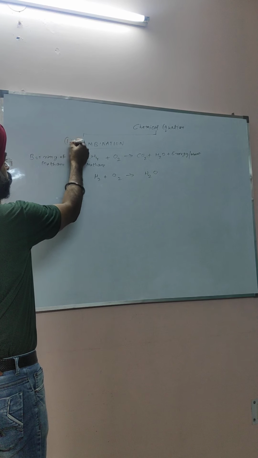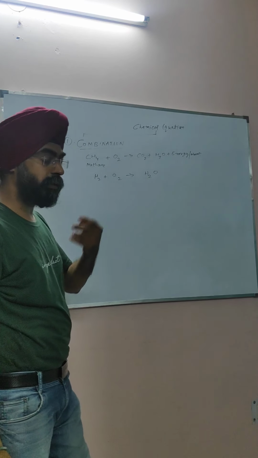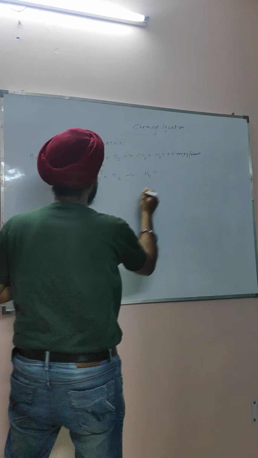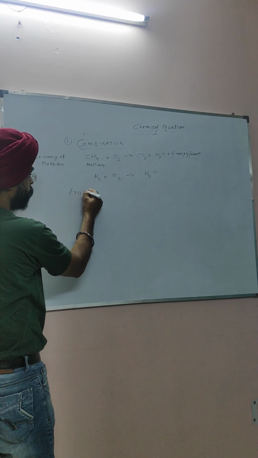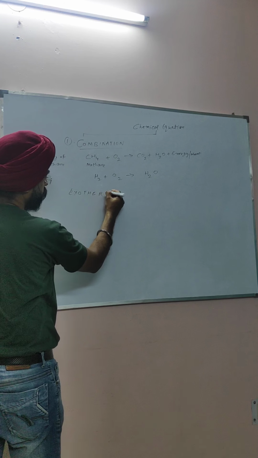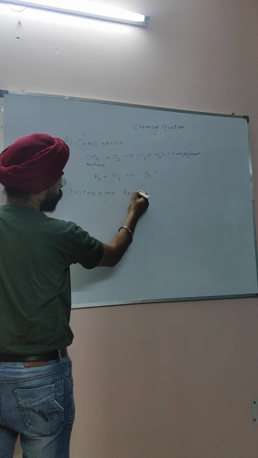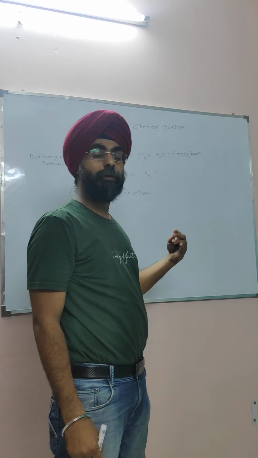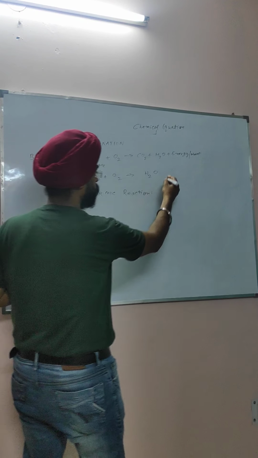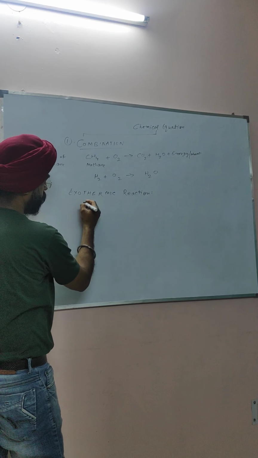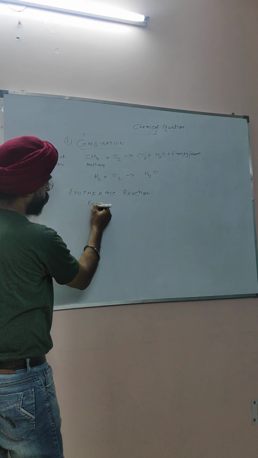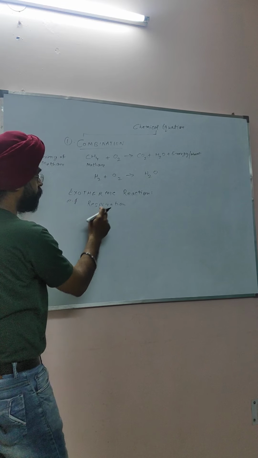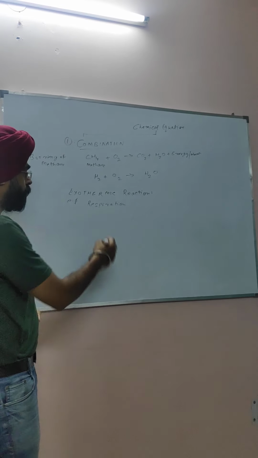We are learning the combination reaction. Chemical equations are of many types. First is the combination reaction, and it is also called an exothermic reaction. Why is it called exothermic? Because heat, or energy, is released. Another example of an exothermic reaction is respiration.